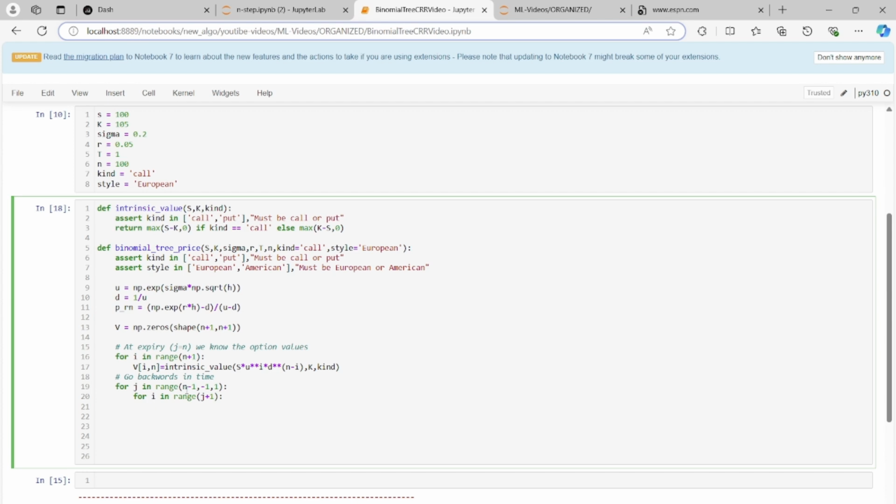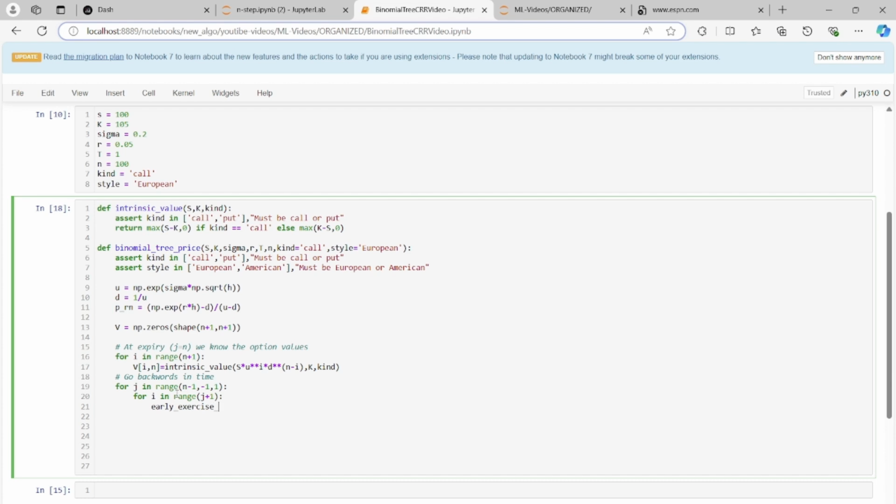different stock values. So the stock price, of course, is going to be this quantity, but we only need that if it's American. So okay, let's have two cases. Let's have two things. We'll have early exercise value. So we'll have something like if style equals American, we're going to have this early exercise value thingy.